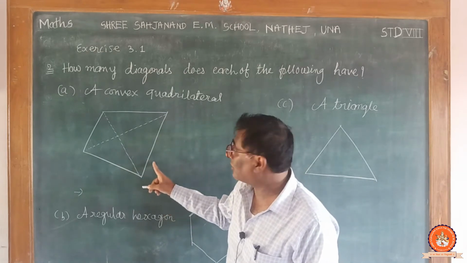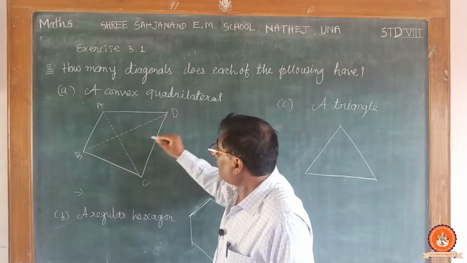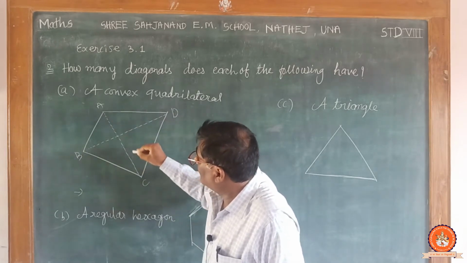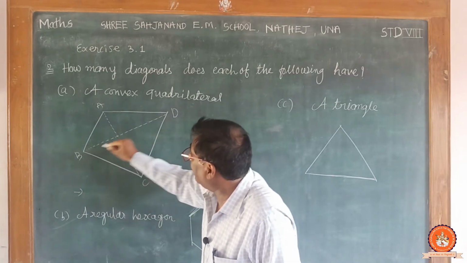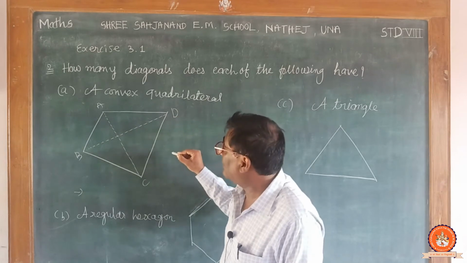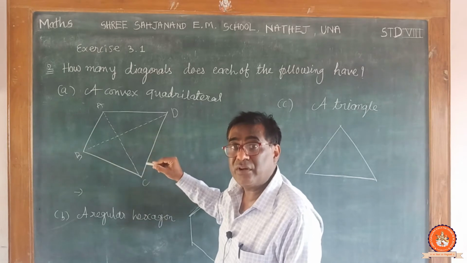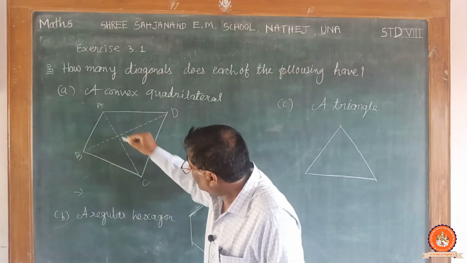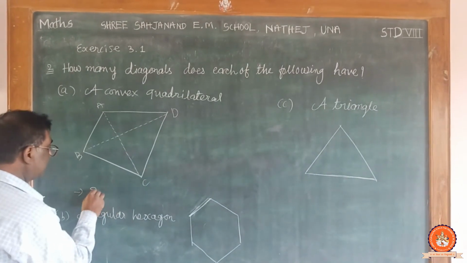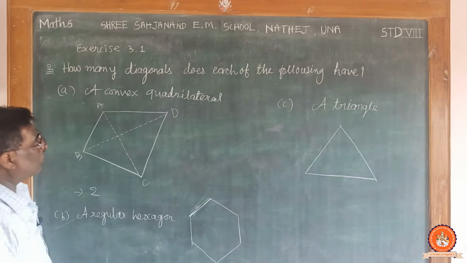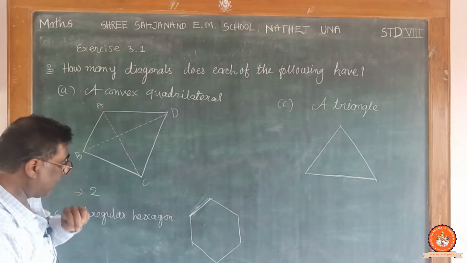Now this one is a polygon, A, B, C and D. If you join A to C, the line segment AC becomes a diagonal, and BD is the other diagonal. By joining two non-adjacent vertices of a polygon, you can draw a diagonal. So there are two diagonals. A convex quadrilateral can have two diagonals.